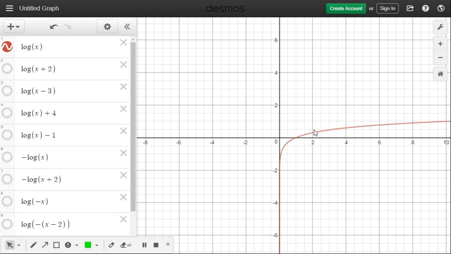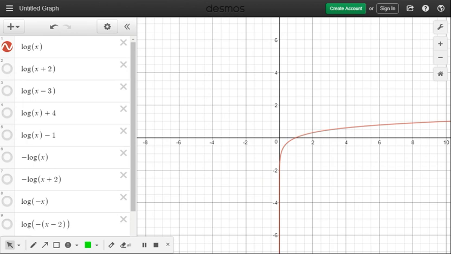Time for some more graphs. This time it's going to be graphs with log function. And then we're mainly going to focus on the transformation. So try to follow along with my arrow. Now, the red graph is the graph for log of x. So right now there's no transformation.